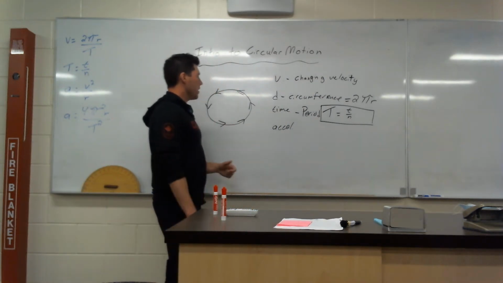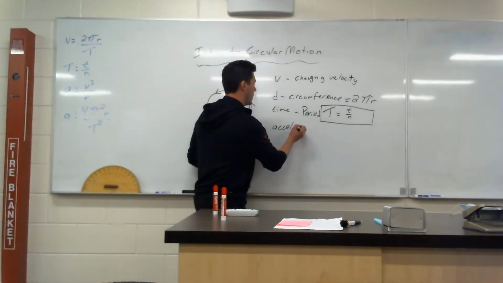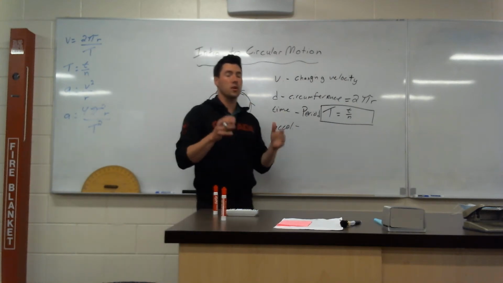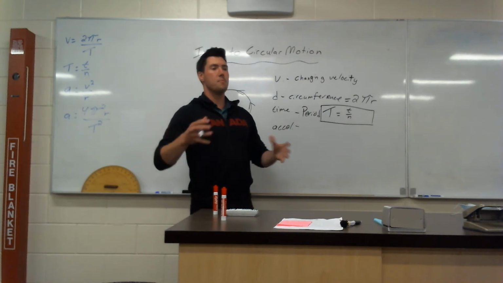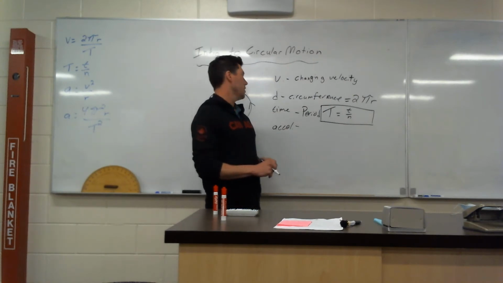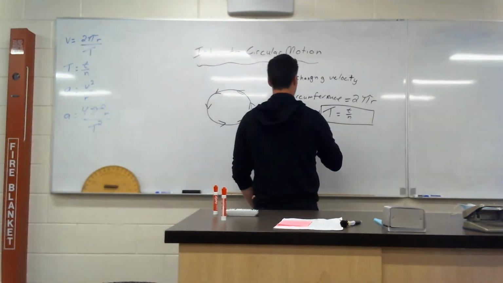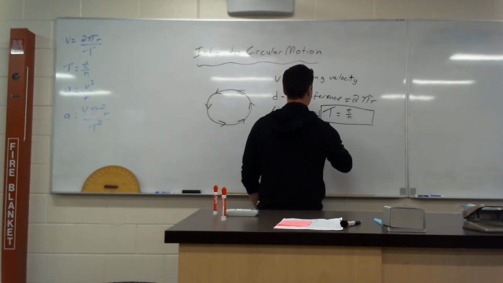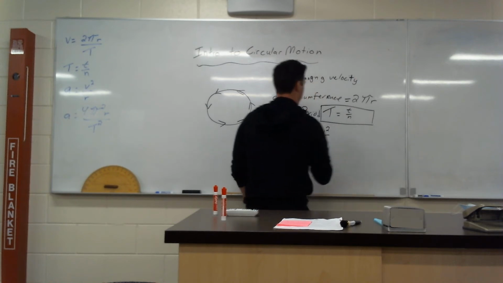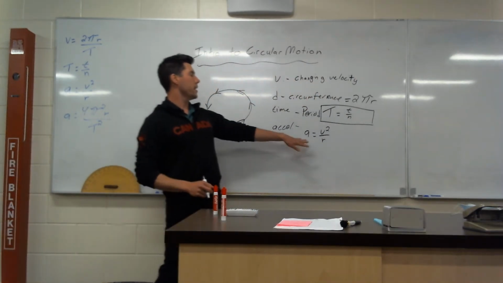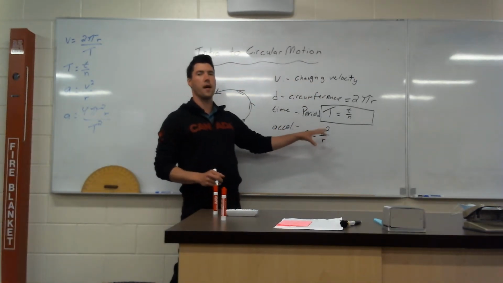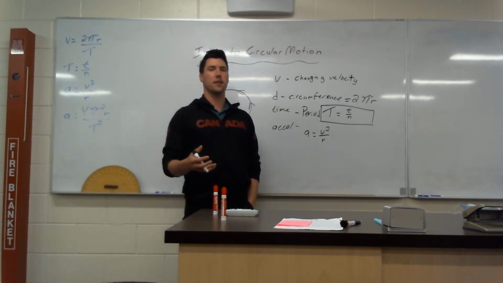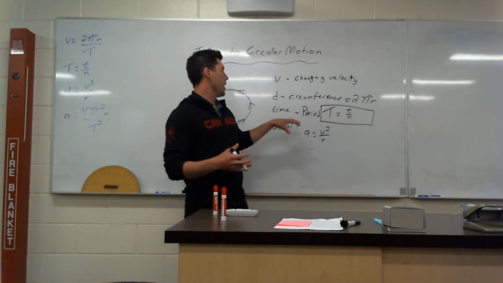Lastly, acceleration. Acceleration still works as F equals m times a, but because everything's always changing, the formula that we like the most is going to be this. There's two, but it's going to be acceleration equals velocity squared over the radius. Now, I'm not going to get into how to derive that this time. Maybe in the advanced session I could do that, but that's the formula we're on.